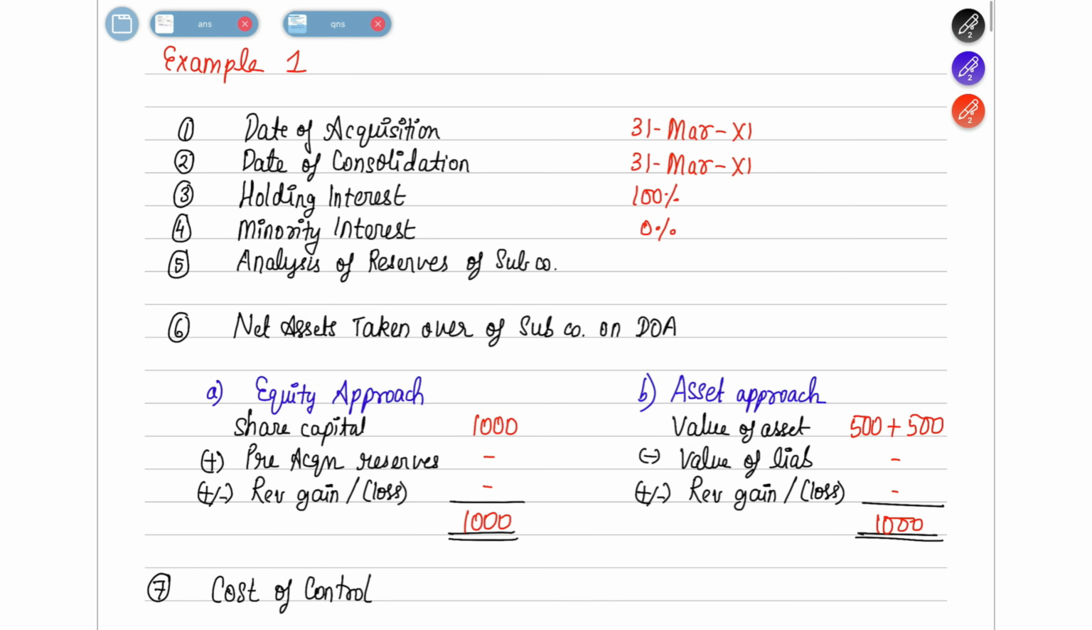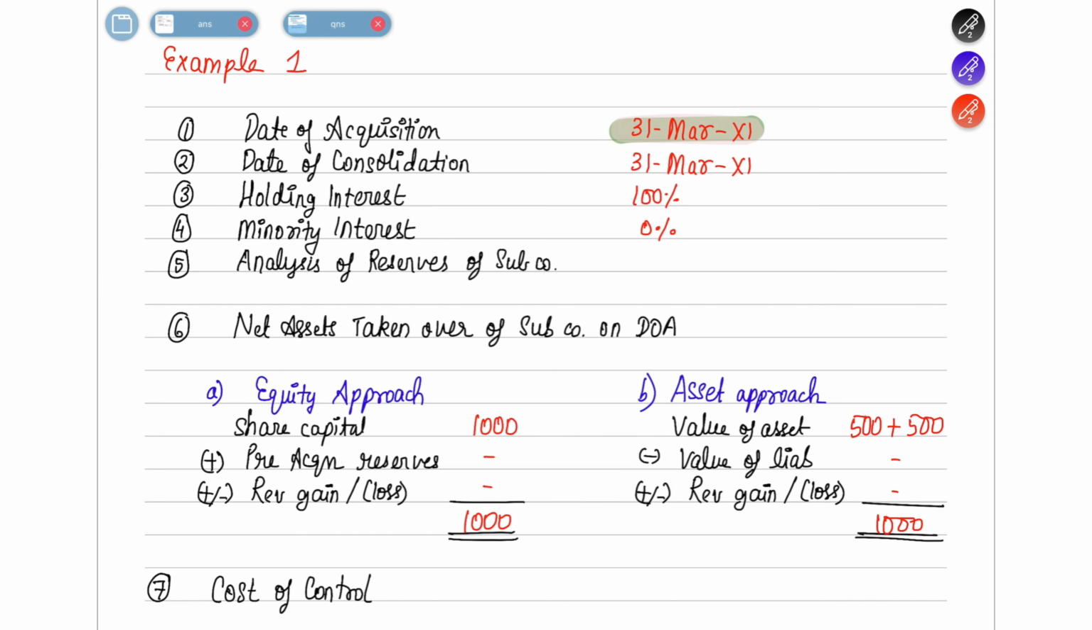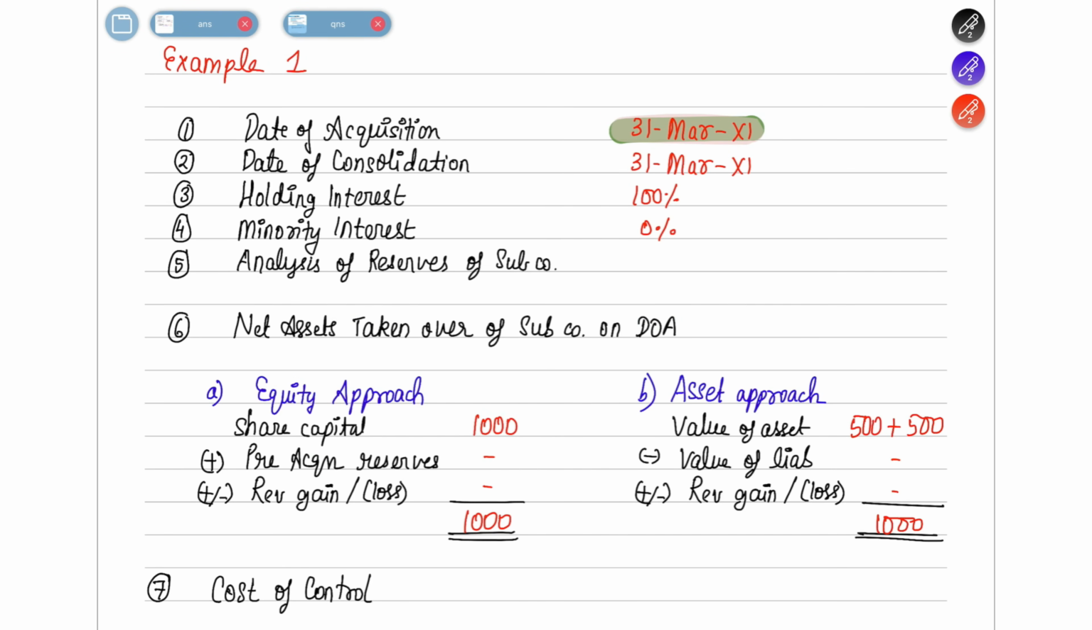In our question, they had already given the date of acquisition, which was 31st March 2001. And when are we consolidating? We are also consolidating on the same date only, like I told you. The information is also given for the same date, 31st March 2001. So there is zero time period between both. There is no post and there is no pre-acquisition split, everything is going to be pre only.